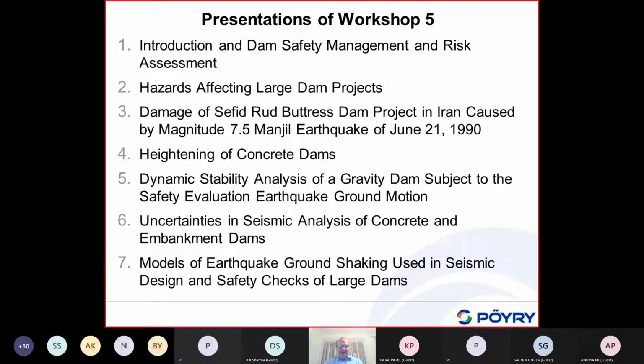Then I think this will be tomorrow or this afternoon. I will talk about hardening of concrete dams. I will talk about dynamic stability analysis of gravity dams. Number 6, I would say a few words about uncertainties in seismic analysis of concrete and embankment dams. And last, I would like to present a discussion on models of earthquake ground shaking. So that is the proposed program.